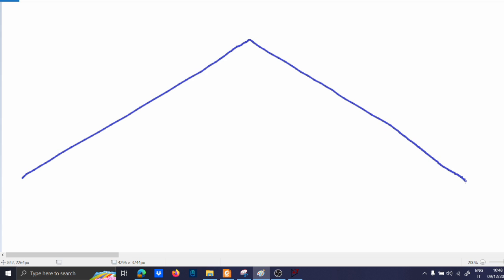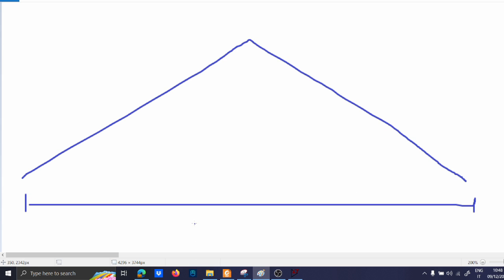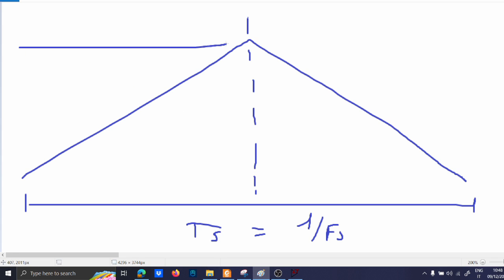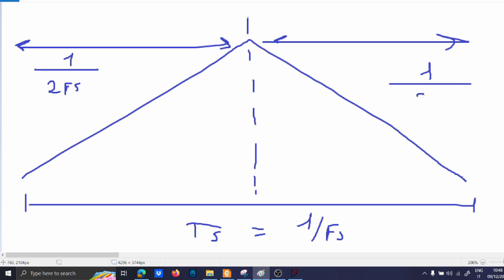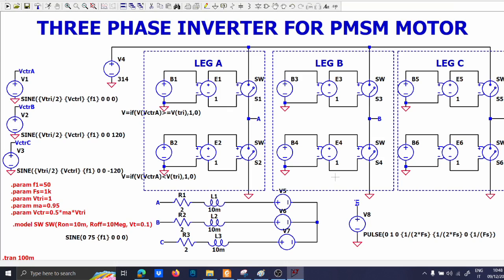If you take Paint, you will understand. Now, this is a triangular waveform. This is the period, which is Ts, and so Ts is equal to 1 over the switching frequency. And if you want a symmetrical waveform, this will be 1 over 2 Fs, and the other will be the same, 1 over 2 Fs. This time in which it is on, for SPICE it is something like this. If you put it to 0, it will be like this. And so let's run the simulation.